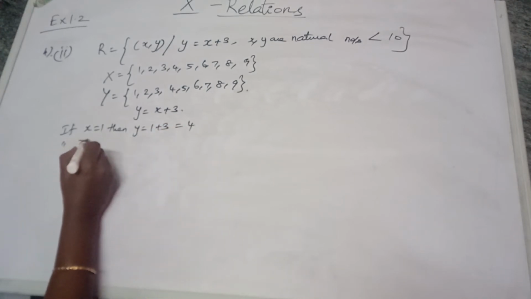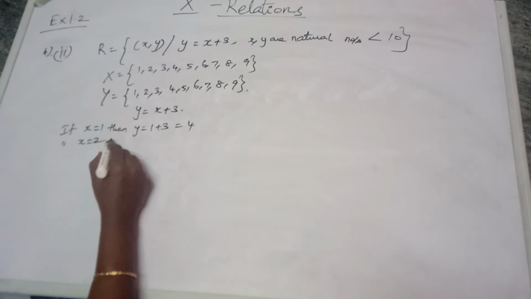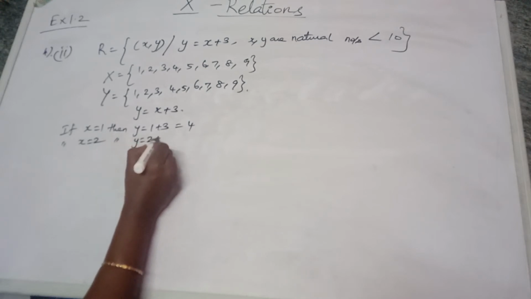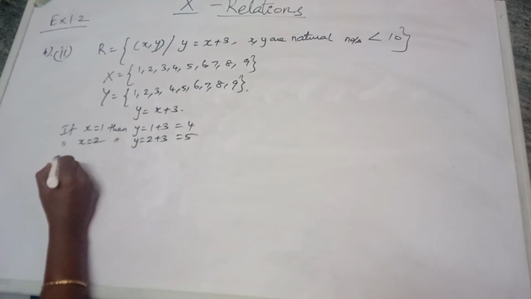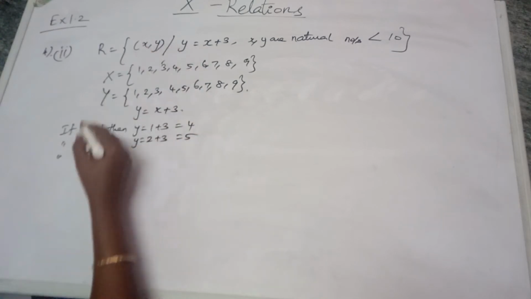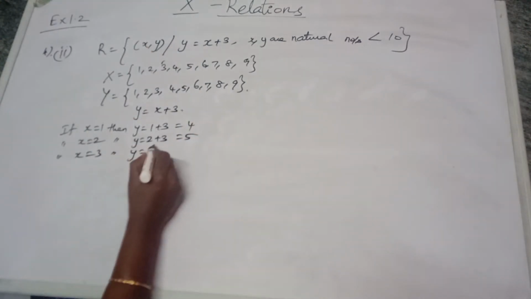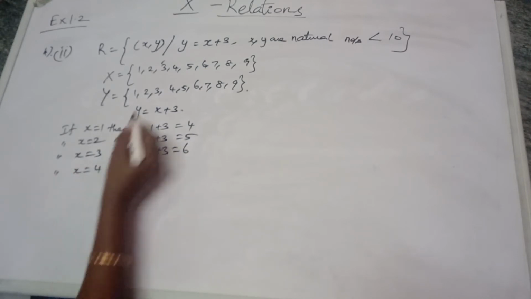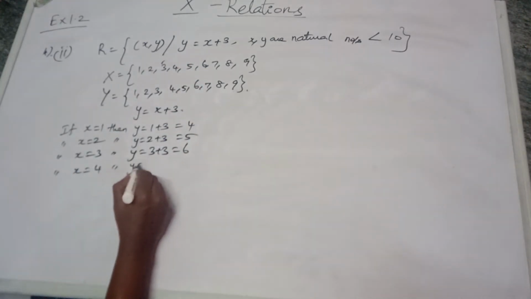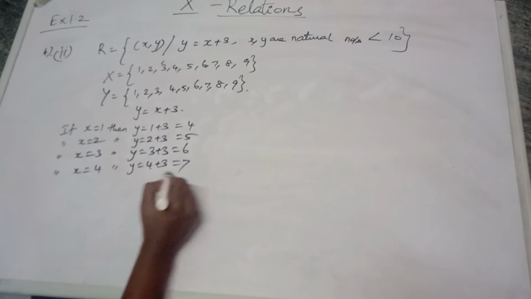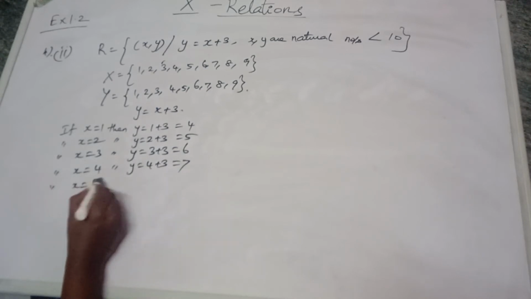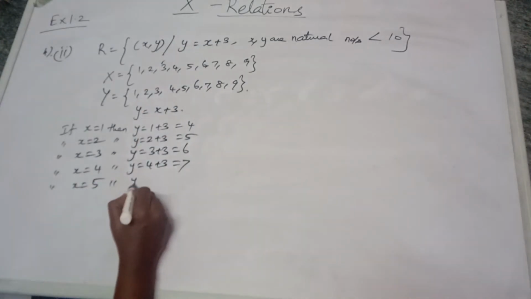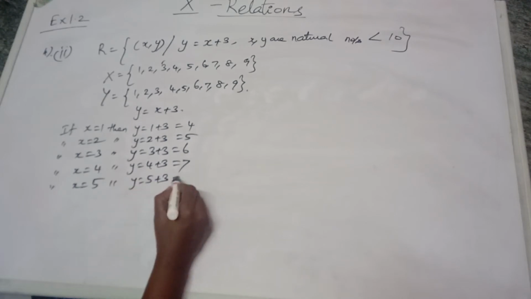Then if x equals 2, y equals 2 plus 3, which is 5. If x equals 3, then y equals 3 plus 3, which is 6. And x equals 4, then y equals 4 plus 3, which is 7. And if x equals 5, then y equals 5 plus 3, which is 8.